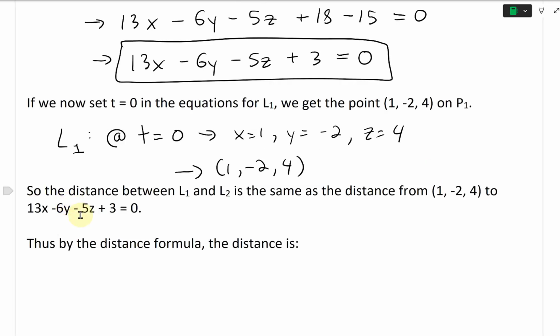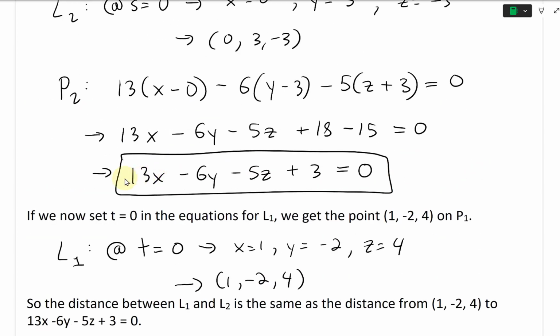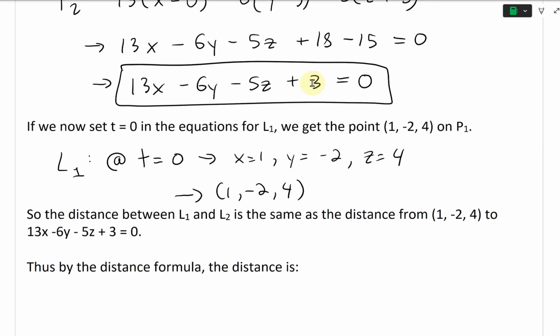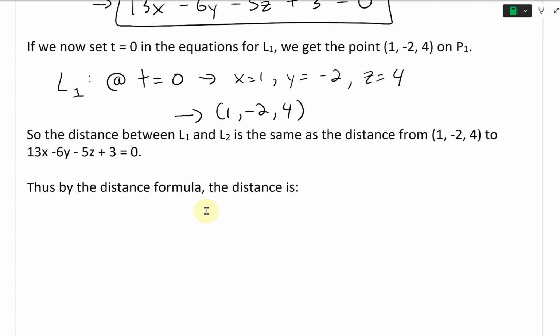L1. All right, so the distance between L1 and L2 is the same as the distance from this point right here on L1, (1, -2, 4), to the plane right here parallel to L2. So it's 13x minus 6y minus 5z plus 3 equals 0. So thus, by the distance formula, the distance is d equals, this is going to be the absolute value of a, which is 13.